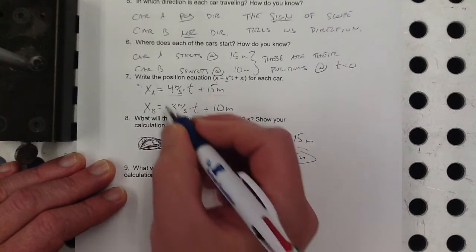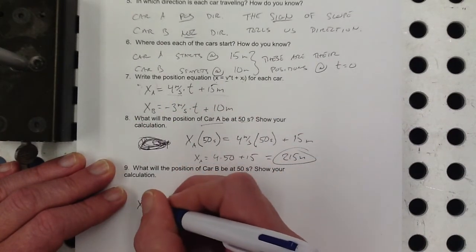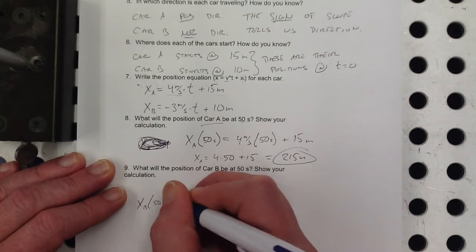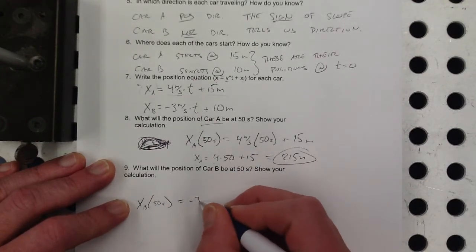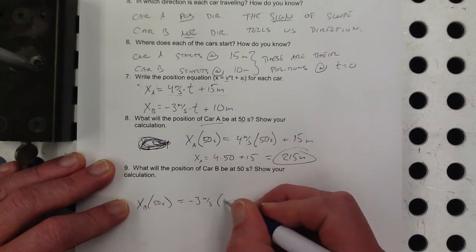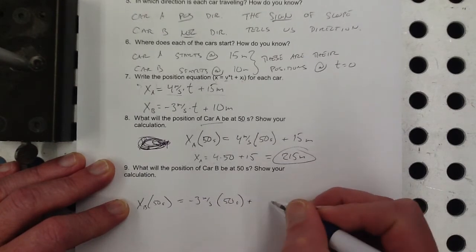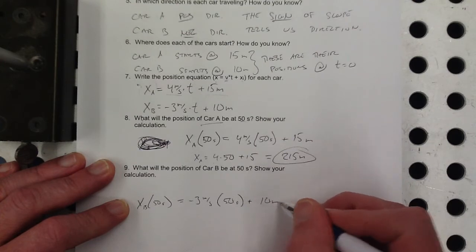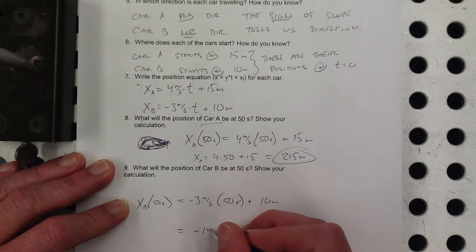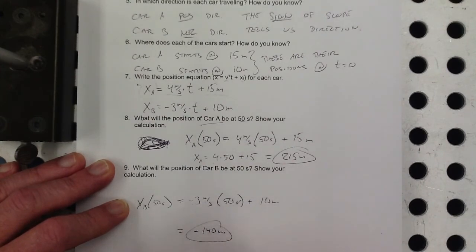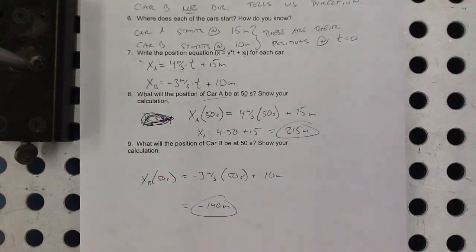And for car B, I've got a position function for that one too. So B at 50 seconds is going to be negative 3 meters per second times 50 seconds plus 10 meters. And notice how the units do exactly what we would need them to do, right? They cancel out. I get negative 150 meters plus 10 meters is negative 140 meters. Great. That's it.